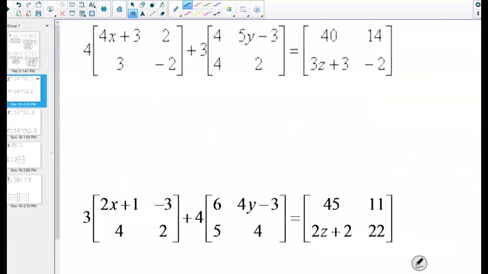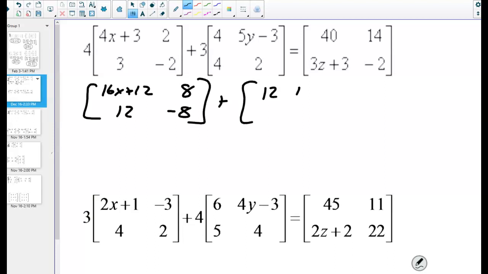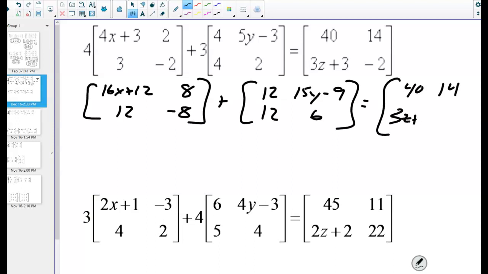All right, so now we're going to be solving for x, y, and z. My way of doing it, I like taking the 4 and distributing to every term. 16x plus 12 now becomes that top left term. We get 8, 12, and negative 8. 12, 15y minus 9, 12, and 6. 40, 14, 3z plus 3, and negative 2. Now you notice the bottom right, negative 8 and 6 equal negative 2. Not that that's going to solve anything, but that should be true.